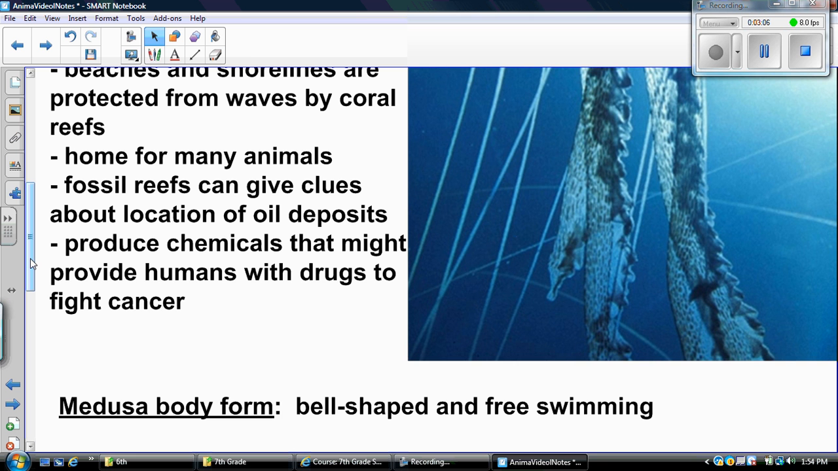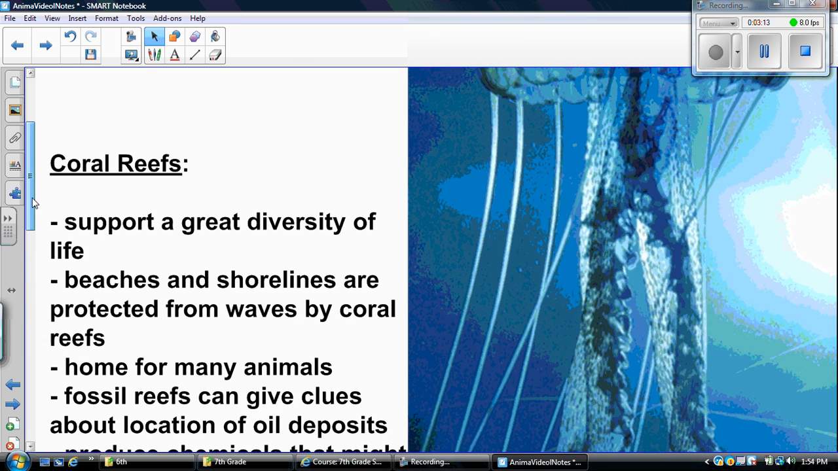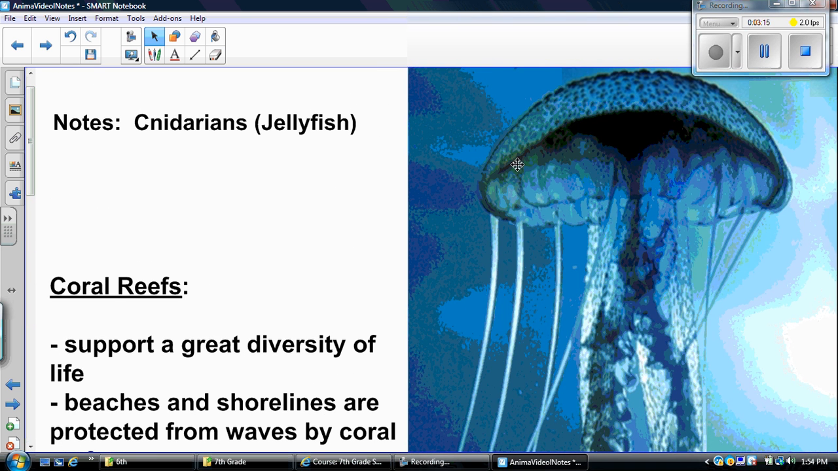All right, a jellyfish has what's called a medusa body form. It's a bell-shaped form and it's free swimming. So if you take a look at this jellyfish, this is the bell. It looks bell-shaped and it's free swimming, so it can move around.